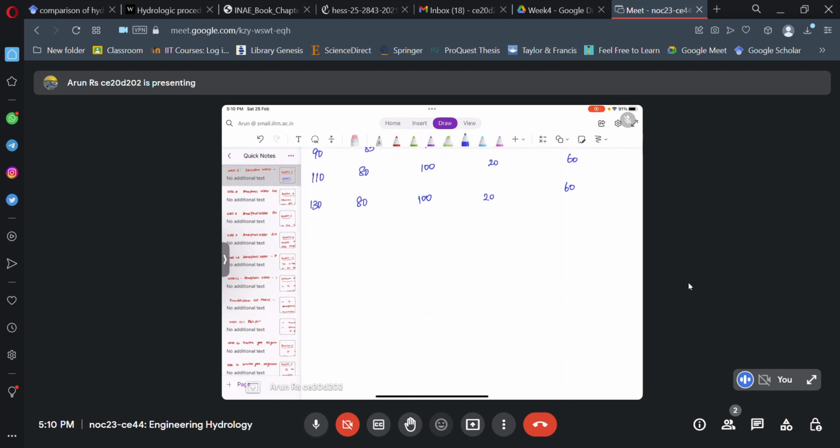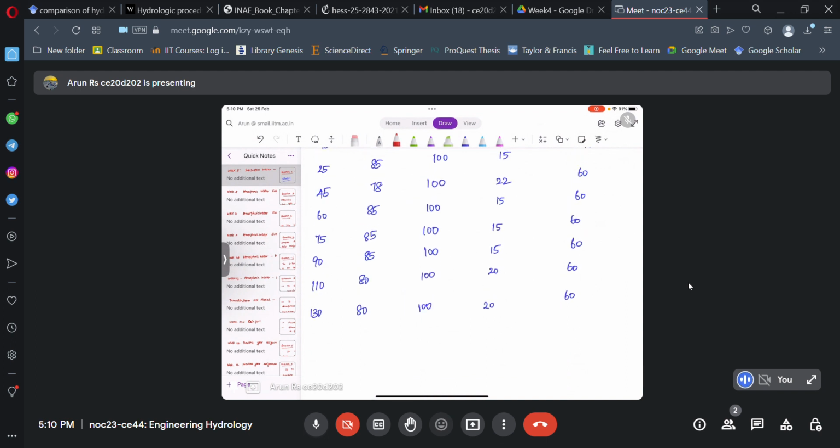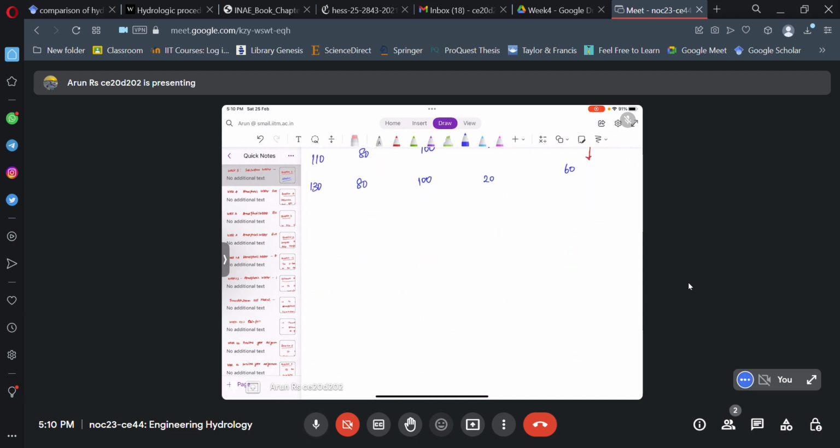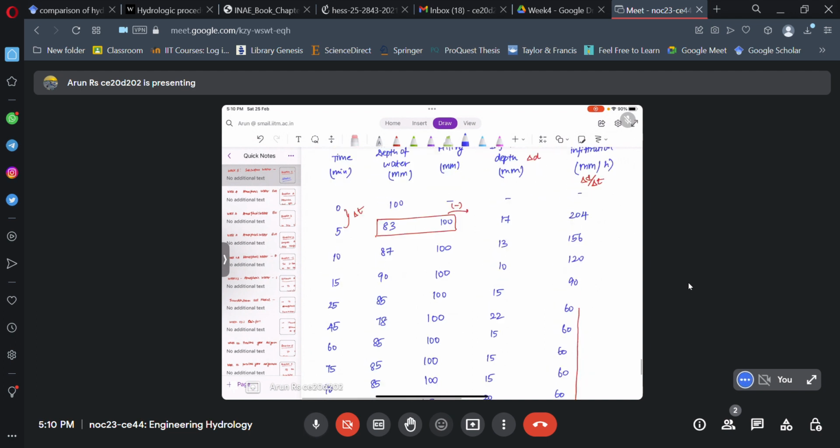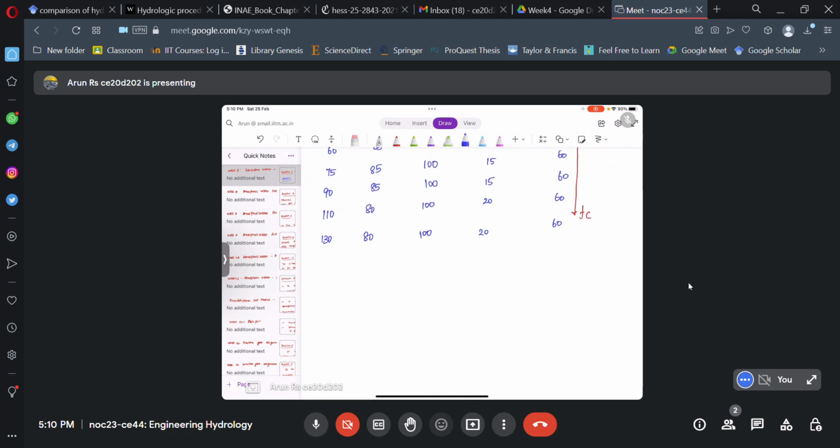Now we need to estimate the Horton's parameters. One parameter from the table we can estimate directly. We have this constant infiltration rate, so this is nothing but your Fc, your equilibrium infiltration rate. So from the table, your first parameter can be determined directly.